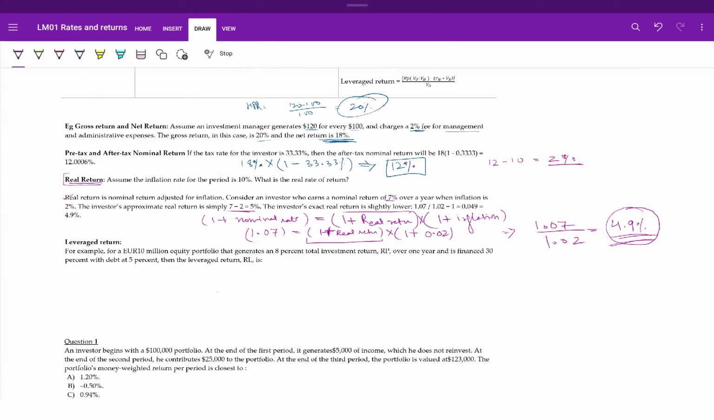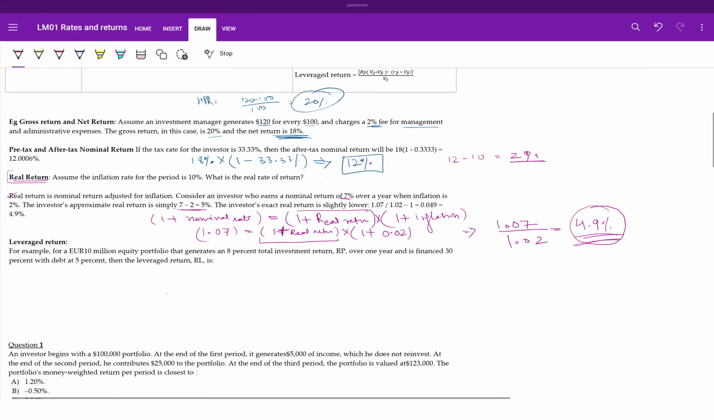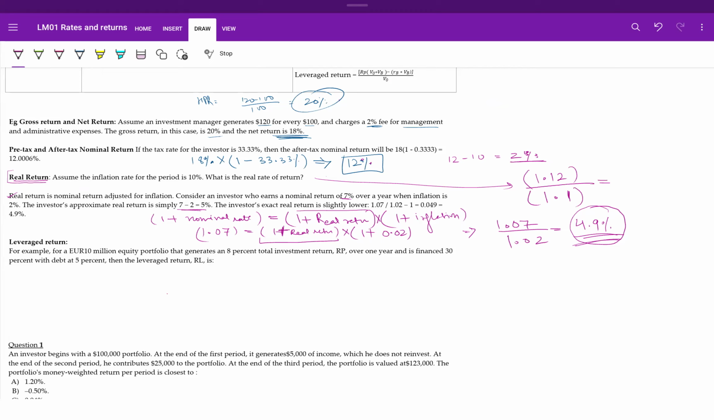Now, if we calculate our question here, the real return. So 1 plus nominal return; the nominal return is 12%, so 1.12, when we divide it by the inflation of 1.1. And this is going to give us in return a value of 1.818%. And this is the increase in investors' purchasing power.